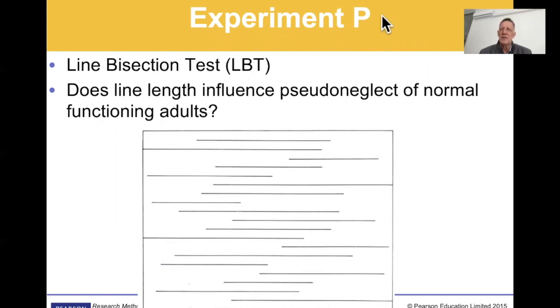Yellow slide, just an example. Do not panic, you don't have to know this for the test. I would like to do a test on a number of normal functioning adults to see to what extent they experience the phenomenon of pseudo-neglect. Now, do you know what pseudo-neglect is?